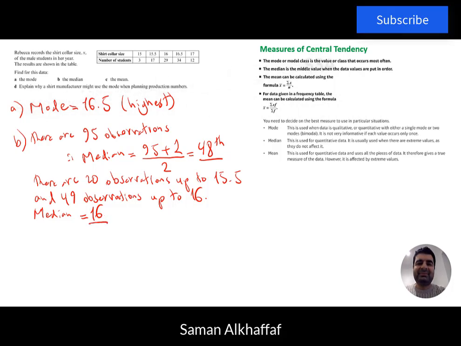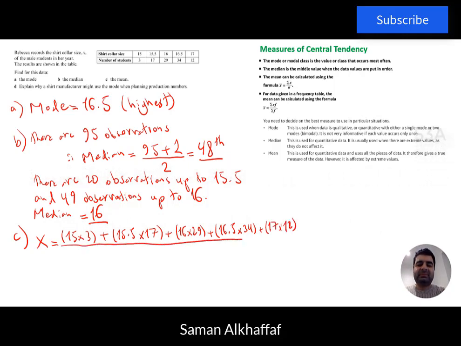Now for part C, we need to find the mean. So for us to find x̄, we take the summation of each collar size multiplied by the number of students for each one. So that will be for the first one 15 multiplied by 7, plus 15.5 multiplied by 7, plus 16 multiplied by 29, plus 16.5 multiplied by 30, plus we have 17 multiplied, and divided by the total.